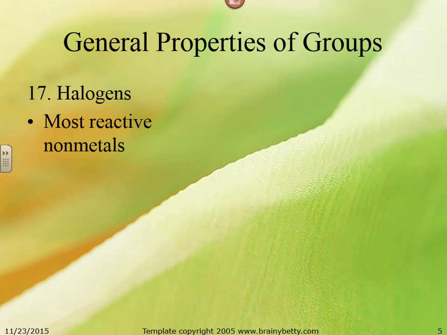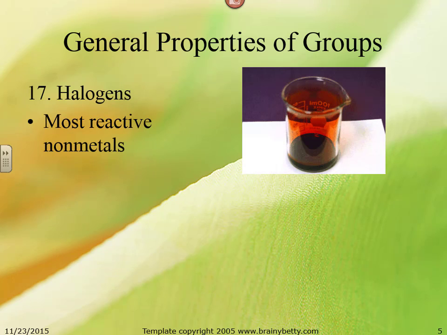Next group we have is group 17. Group 17 is called the halogens. The halogens are the most reactive of the nonmetals. This is the column that starts with fluorine, chlorine, bromine. It also includes iodine and astatine. These are the most reactive of the nonmetals.